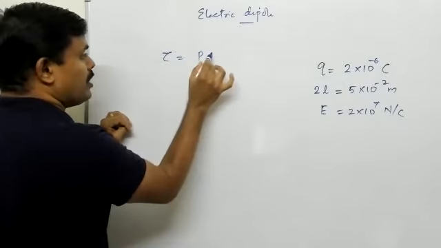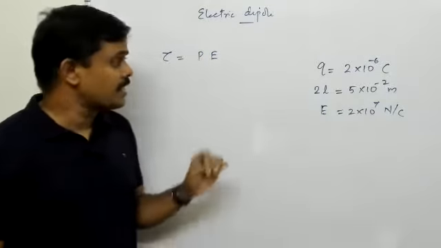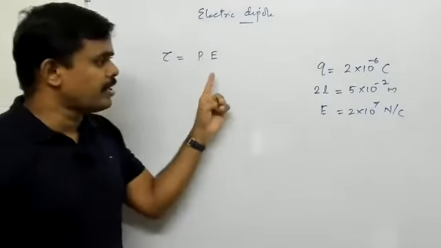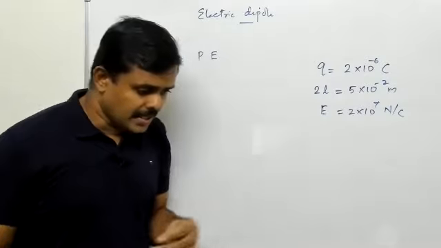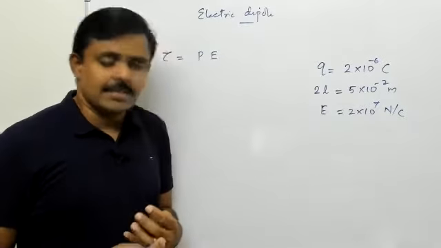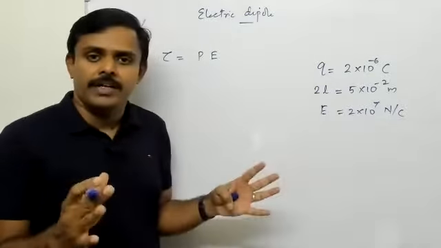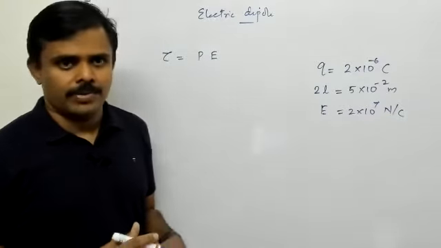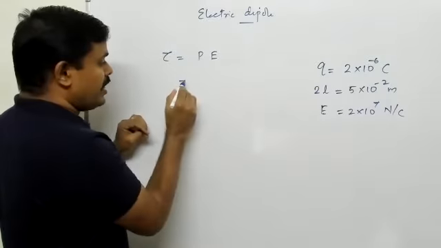Torque is given by what? I told you torque is given by P into E, usually P E sine theta, but don't worry about theta. Theta is not mentioned, but they are meaning what? They mean to say if not given, you can take theta as 90. They are talking about maximum torque. Maximum torque. That means theta is sine 90 there. Anyway, let us put this.